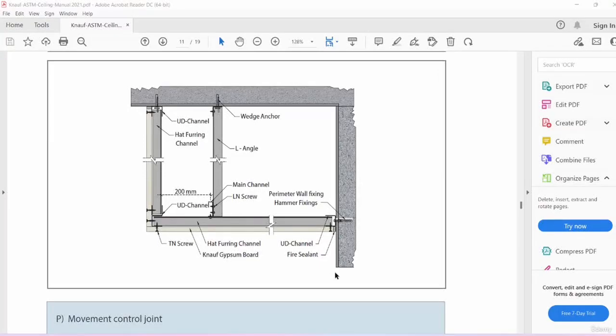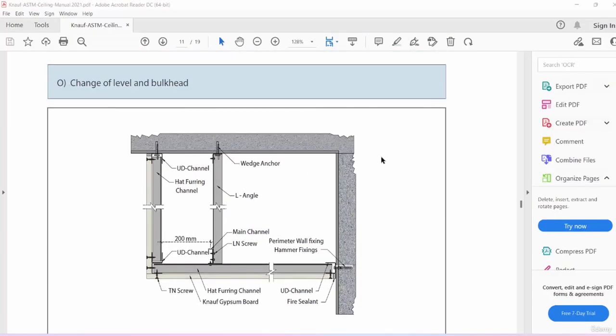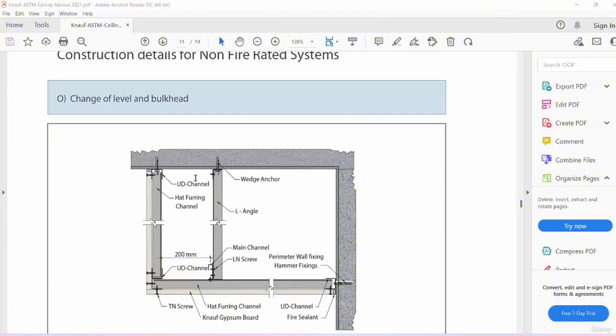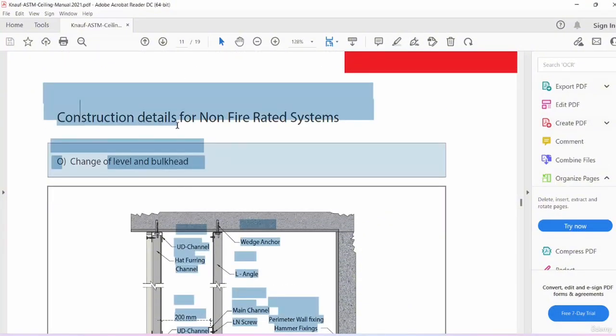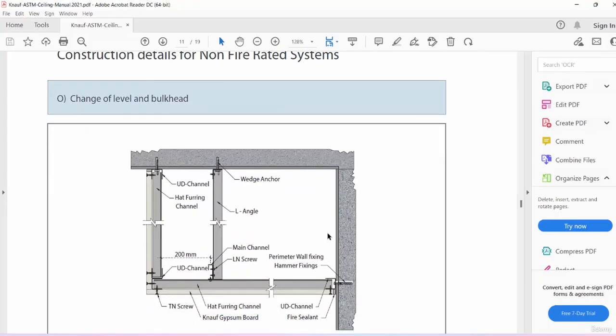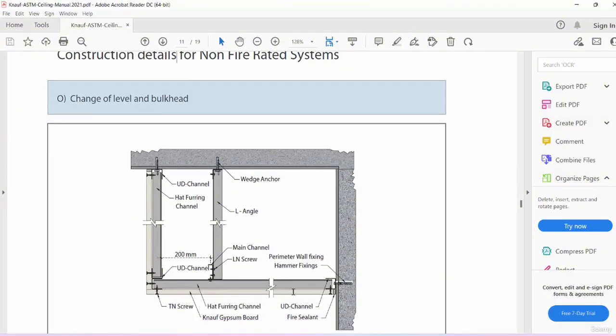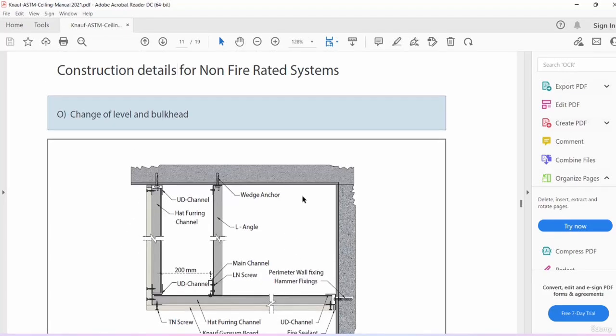Hey guys, in today's class we are going to discuss another important concept when we are working on gypsum false ceiling work. The construction details for the non-fire rated system. This system is basically non-fire rated, so there is no special arrangement made to provide any resistance against fire. However, this board has a specific duration for which it can sustain and provide resistance against fire. Okay, so the topic is basically Bulkhead.